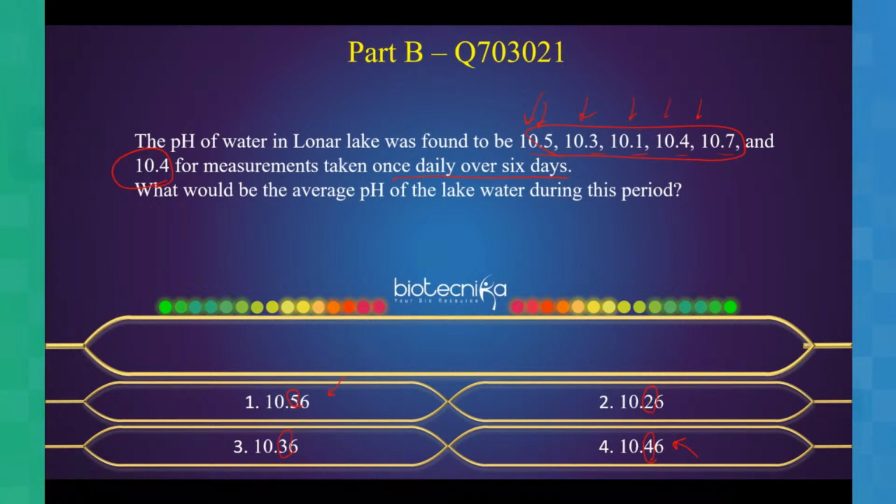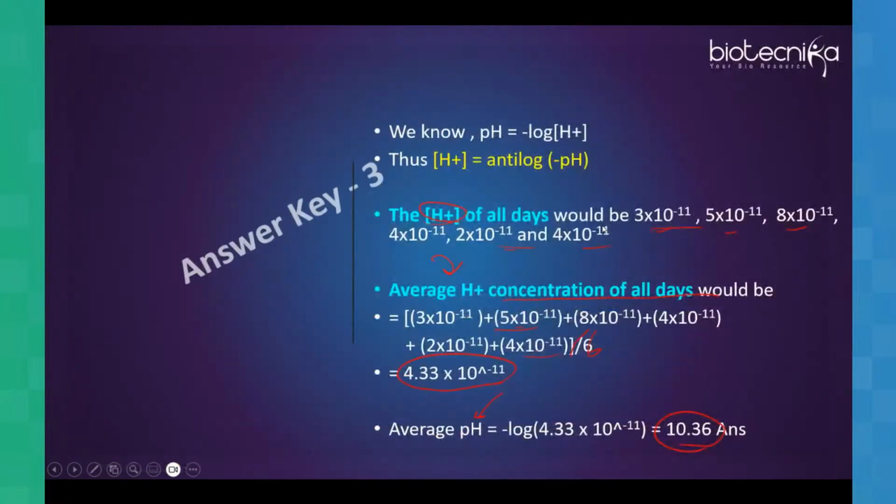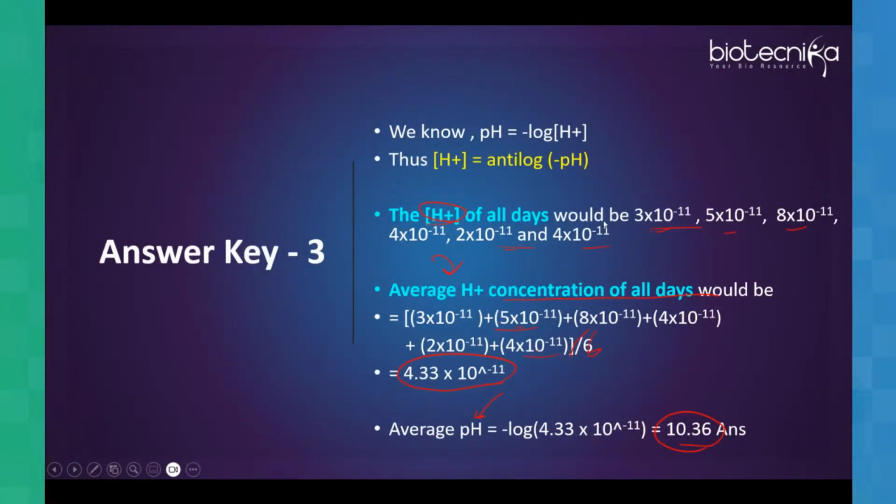And yes, since the pH values are very close to each other, the hydrogen concentrations are not that different, but yes, there is a small difference. I hope you are getting it. Why taking the average of pH will not work for this question. Okay, so this is what happens when you're very close.